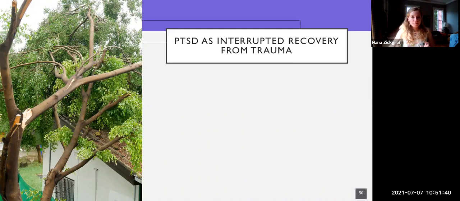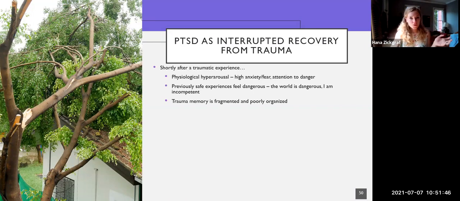So basically, the etiological process of PTSD is a process of interrupted recovery from trauma. Shortly after a traumatic experience, all symptoms of PTSD are pretty normal and expected. It's normal after something really bad happens to you to be kind of hyper-aroused and hyper-vigilant for a while, paying attention to potential signs of danger in the environment to make sure that what just happened to you isn't repeated, that it's not part of a new pattern that you need to learn. It's pretty normal for previously safe experiences to feel dangerous.